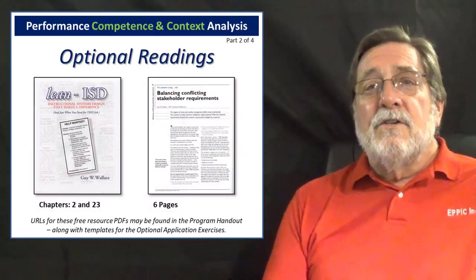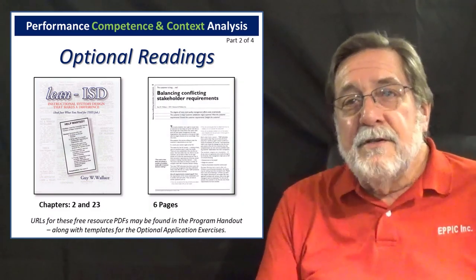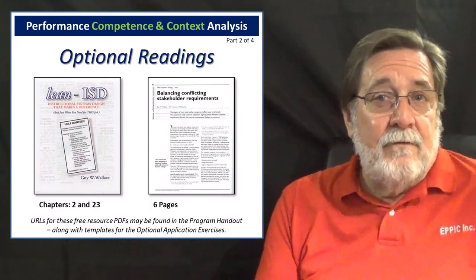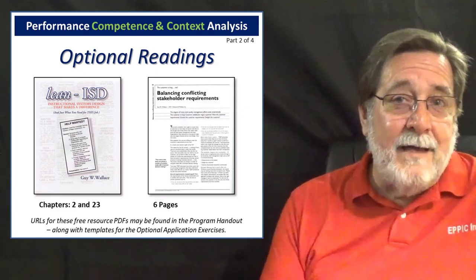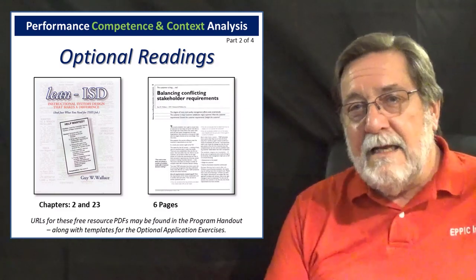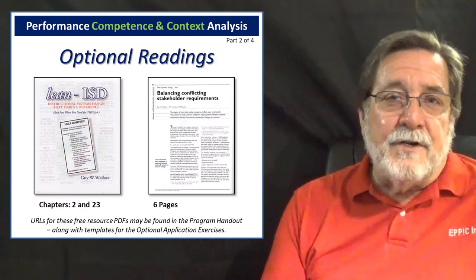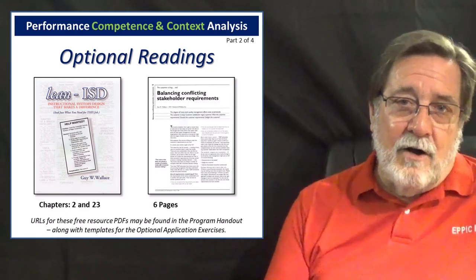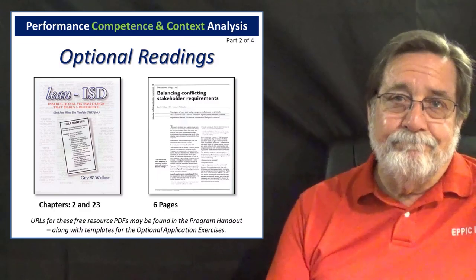So here are your optional readings, including one of them from part one, which was my 1999 Lean ISD book, which is available as a free PDF, and a new option from my 1995 article on stakeholders.